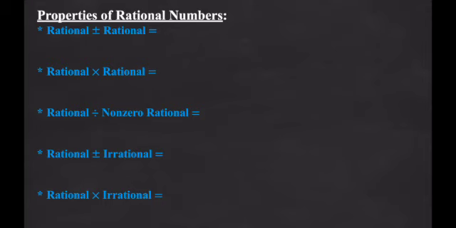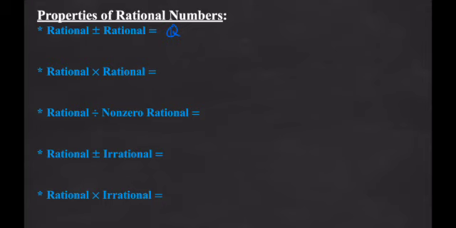Okay, so these are the properties of rational numbers. If we were to add or subtract a rational number, it will always be rational. Okay? So this will always be a rational number. And I'm just going to use our symbol instead of having to spell it all out, just to save a little bit of time. So rational plus another rational is always going to be another rational number.